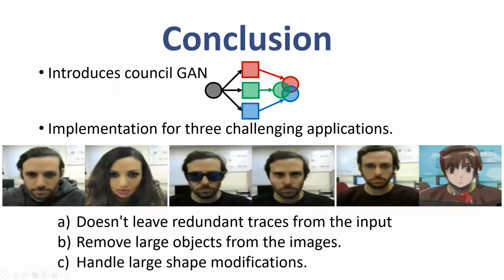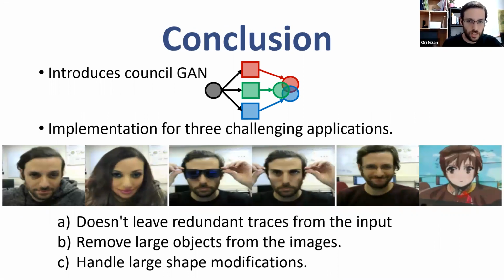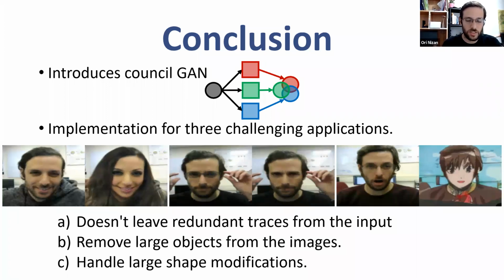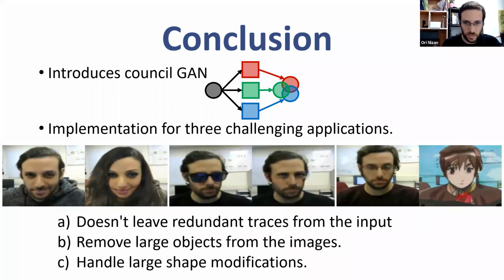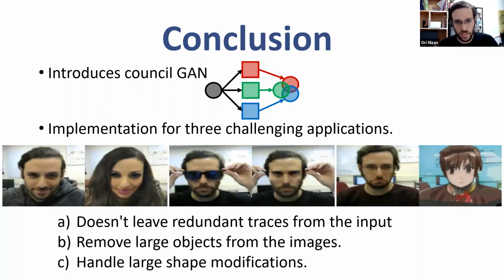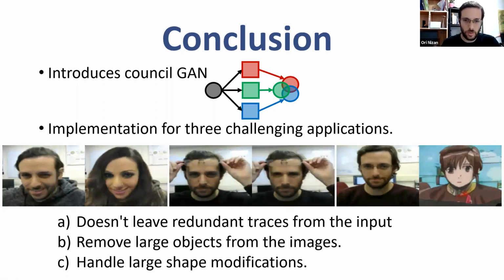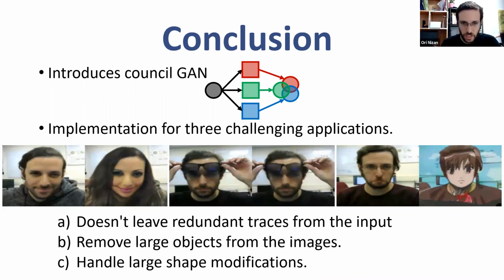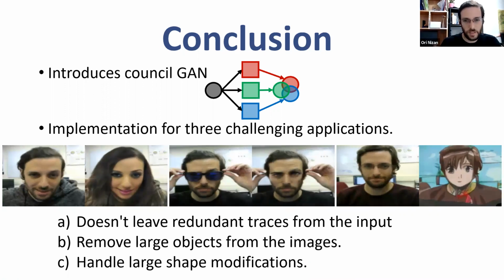Okay. We introduce the concept of Council-GAN, a novel approach to perform image-to-image translation between unpaired domains. The key idea is to replace the widely used cycle consistency constraint by leveraging collaboration between GANs, with the objective of reaching a consensus on their output. This method has a couple of benefits. One, it doesn't leave artifacts. Two, it removes large objects from the image while keeping the rest of the image unchanged. And three, it deals with large structural changes between the domains.